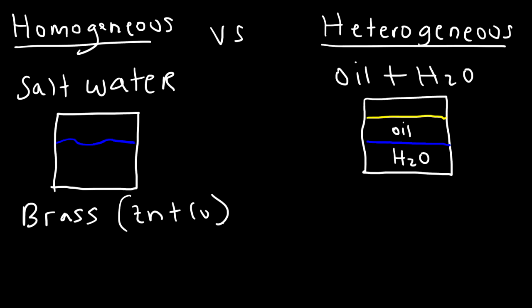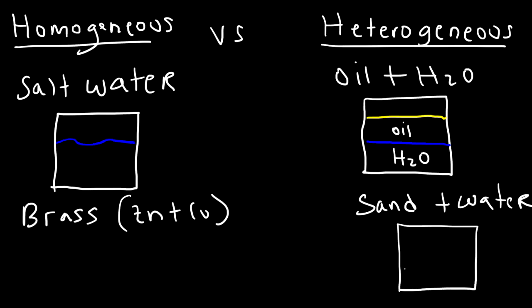Now, what about sand and water? Is that a homogeneous mixture, or is that a heterogeneous mixture? Sand and water is a heterogeneous mixture. You can clearly see two distinguishable parts. Salt dissolves well in water, so basically you don't see the two distinguishable parts. But sand doesn't dissolve well in water. If you put sand in water, the sand will just fall to the bottom, and you could see the sand in the water. You could see the two distinguishable parts. So sand plus water, that's a heterogeneous mixture.